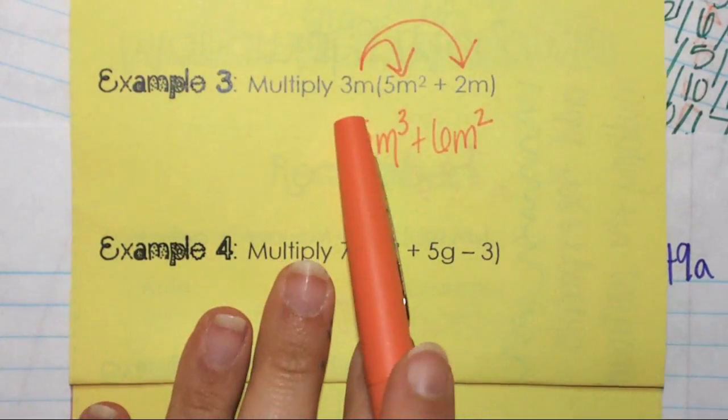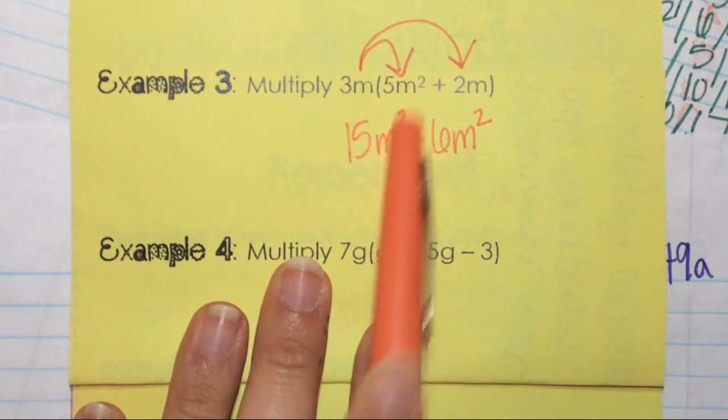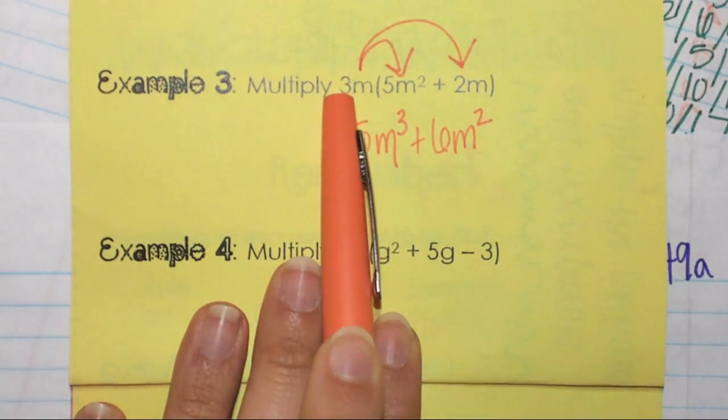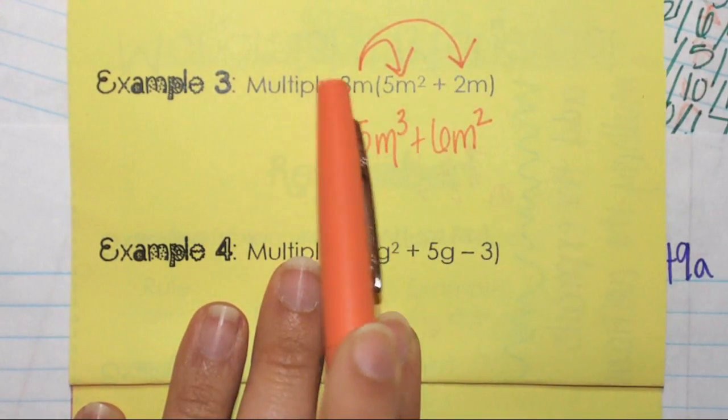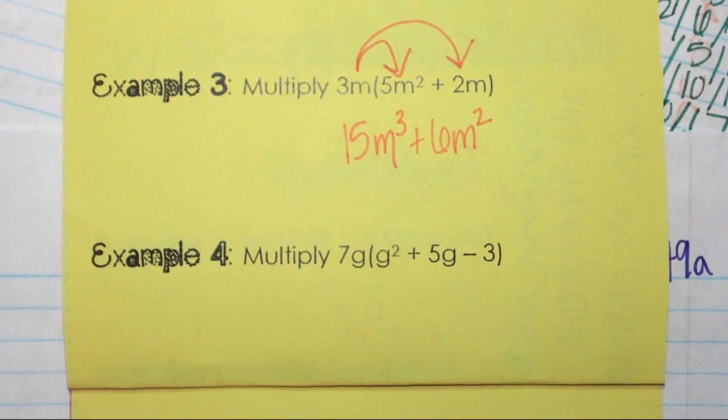Now, we did 3m times 5m squared. 3 times 5 is 15. 1 plus 2 is 3. Then we did 3 times 2 and we got 6. 1 plus 1 gave us 2. Does everybody understand? Are we together so far?